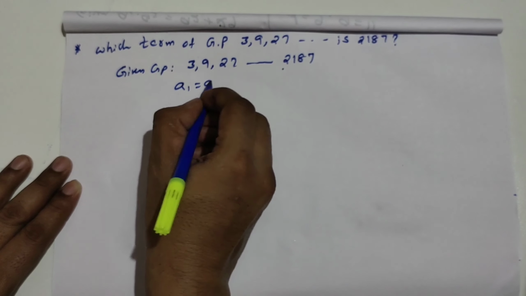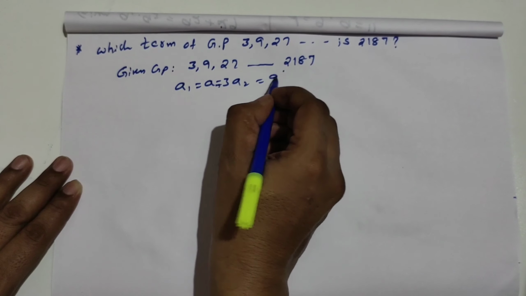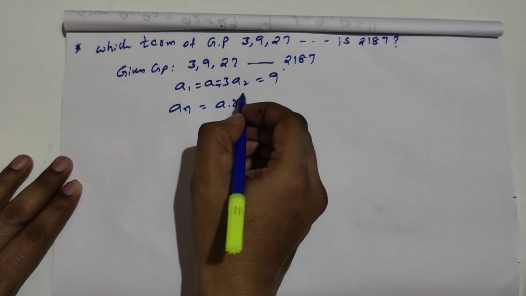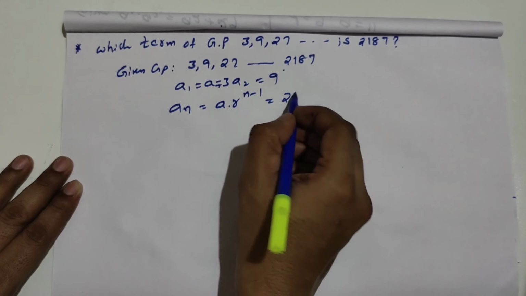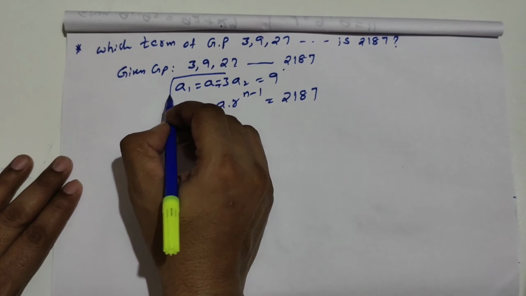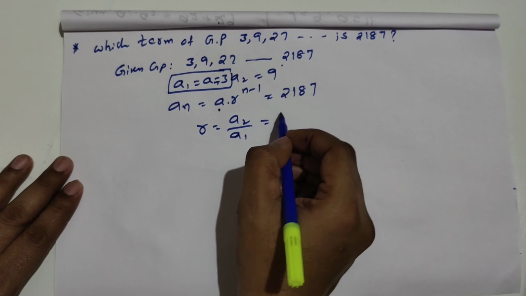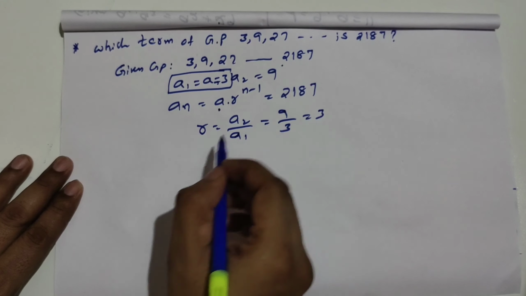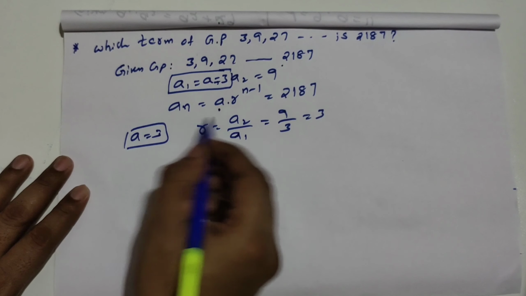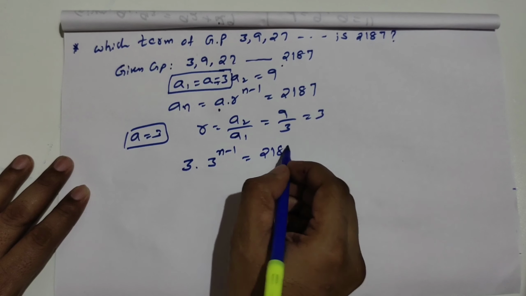So here a1 is equal to a, that is taken as 3, and a2 is 9. To get the nth term formula we have a into r to the power of n minus 1, which is equated to 2187. We have a value 3. Now get the r value. r is the common ratio, that is a2 by a1, so 9 by 3, simply 3. So substitute a value 3 and r value is also 3. So 3 into 3 power n minus 1 is equal to 2187.